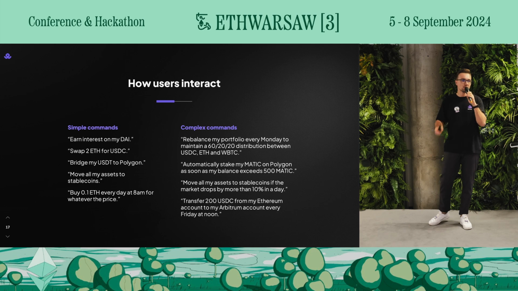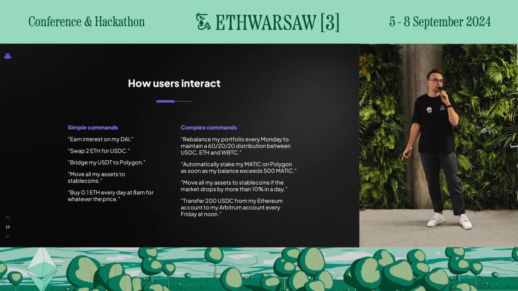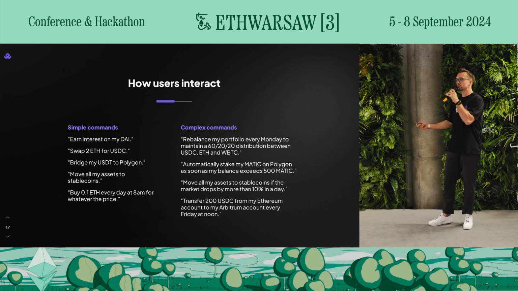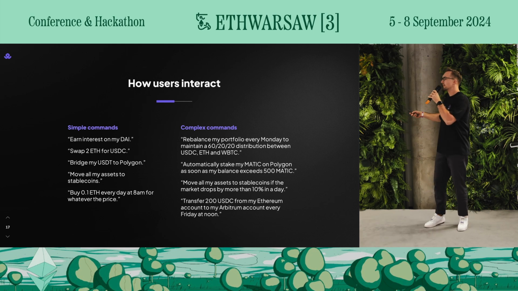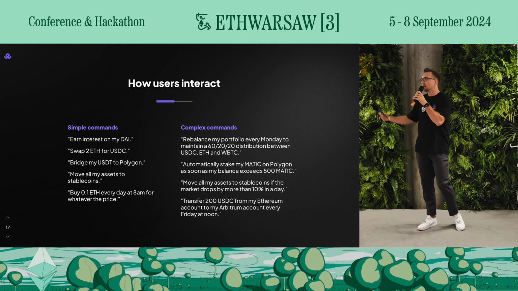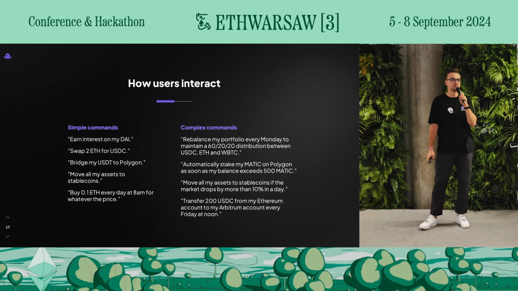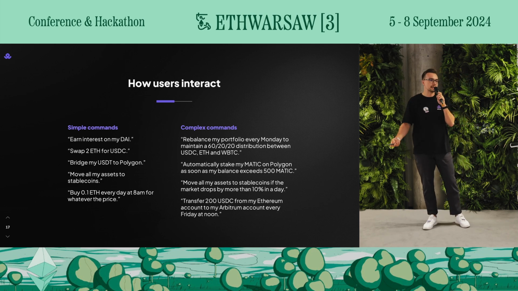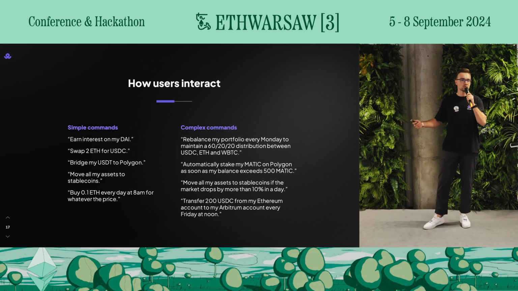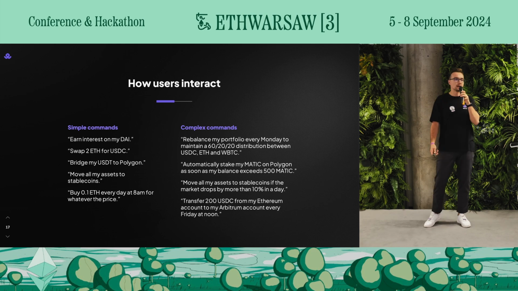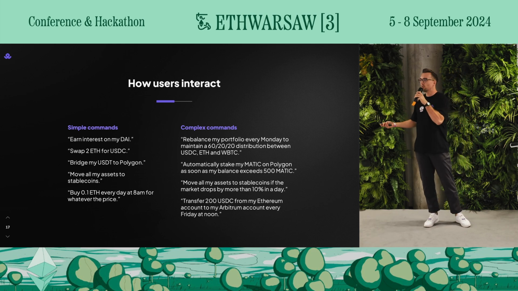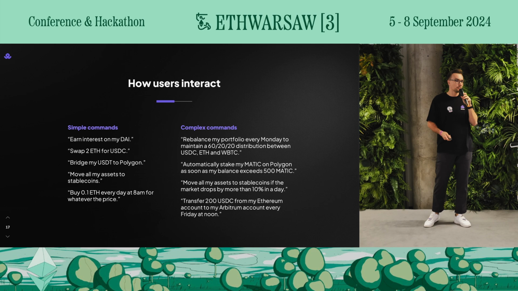balance on the account, or automatically stake my Matic on Polygon as soon as my balance exceeds 500 Matic. So if you're receiving some revenues or some rewards in Matic, whenever you have more than 500, these will be staked in this case. So yes, we're going to be able to enable more complex DeFi automation and sequencing of intents with the use of simple commands.